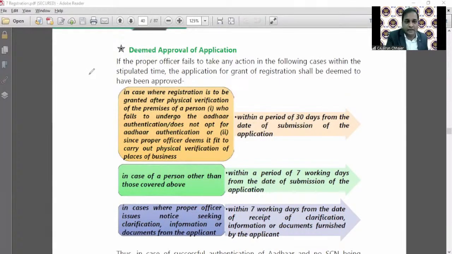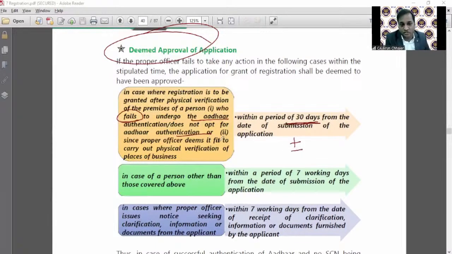Let me repeat the concept of deemed approval. We have discussed 3 points. Point number 1, if I have made the application for registration by selecting the Aadhaar authentication, then within 7 days. If I have made the application without Aadhaar authentication, or I have selected the Aadhaar but failed to undergo the Aadhaar authentication, then the time limit would be 30 days, supported by physical verification of the place of business by the proper officer.